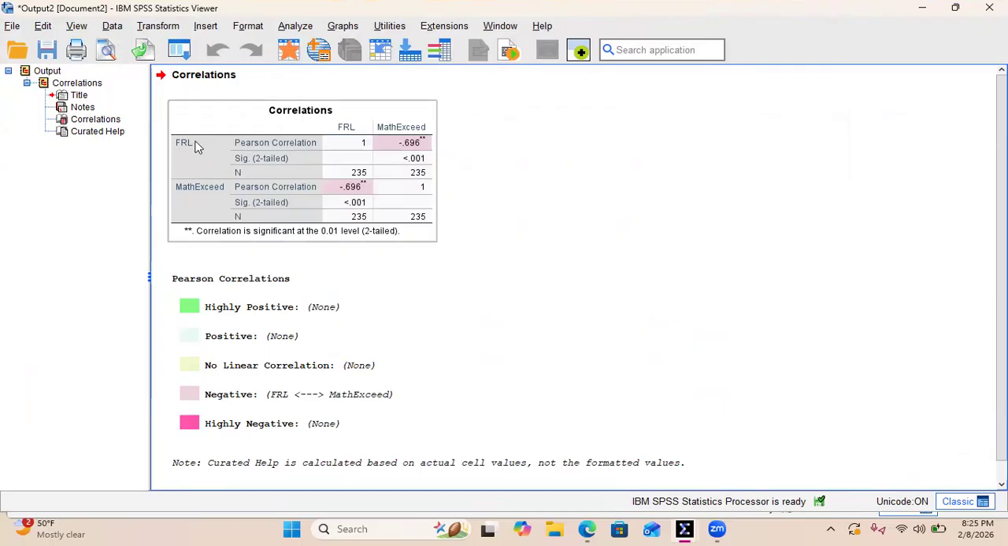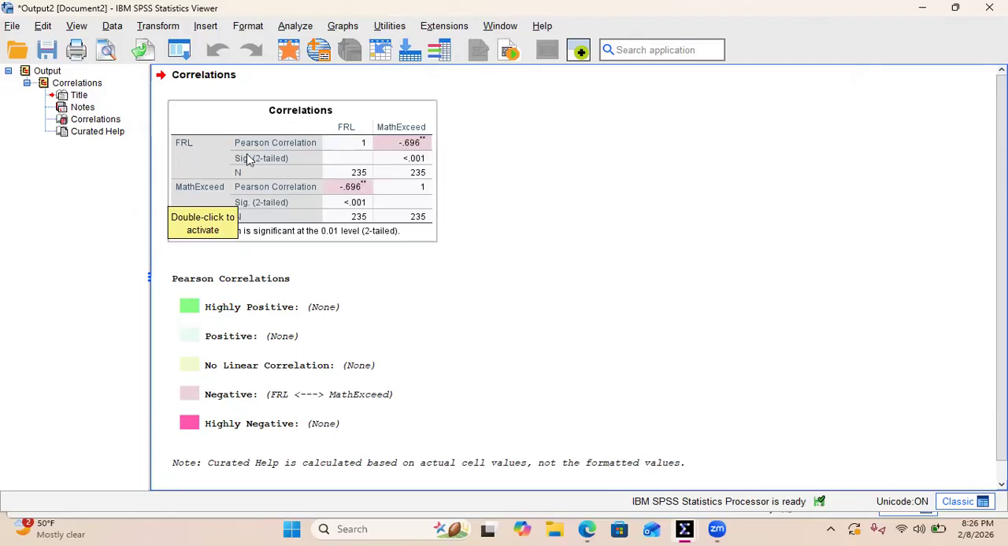So we can see here that under the Pearson correlation, we have a negative 0.696, which is almost a negative 0.7. So ultimately, that would be a moderate negative correlation. It's kind of on the upper end. It's getting close to strong, but I would say that would be a moderate negative correlation between free and reduced lunch and exceeding math scores.